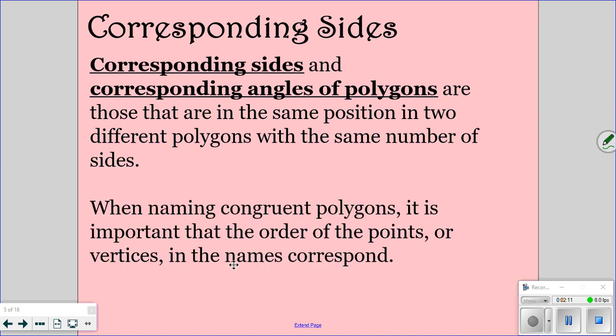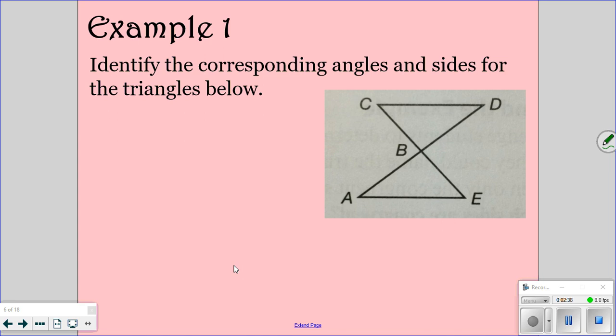Whenever you are naming congruent polygons, you have to make sure that when you order the points, your vertices, the names are corresponding. So if I started with one angle, and then I went to another one, and then I went to the third one, when I name the other one, the angles have to be corresponding. So let's look here. We want to identify the corresponding angles and sides for the triangle below. So we'll start with the angles.